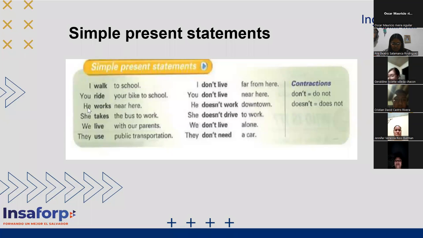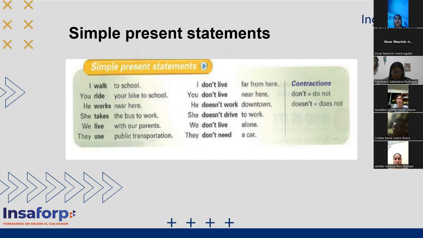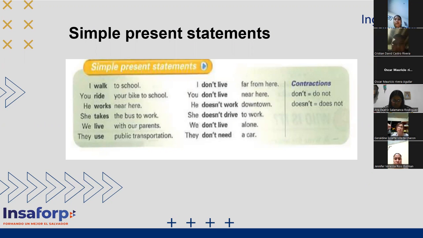Number three. He works near here. Okay. She takes the bus to work. Okay, good. We live with our parents. Okay, excellent. They use public transportation. Okay, good. Very good. Thank you. And now who wants to read the negative statements? Los negativos. Okay, Jacqueline, Carolina.